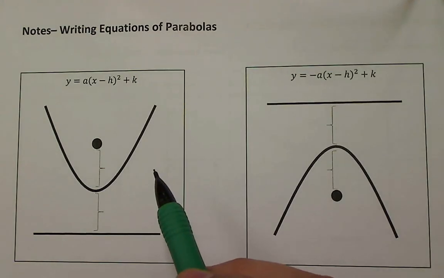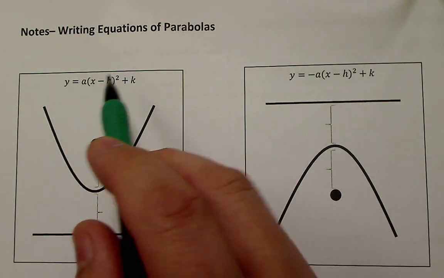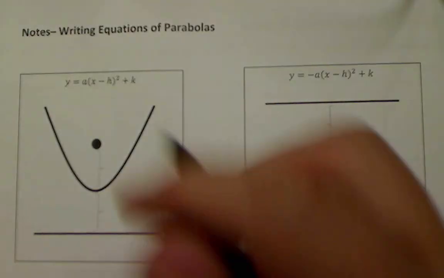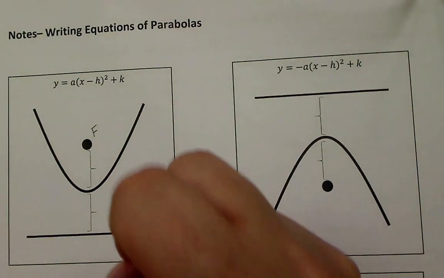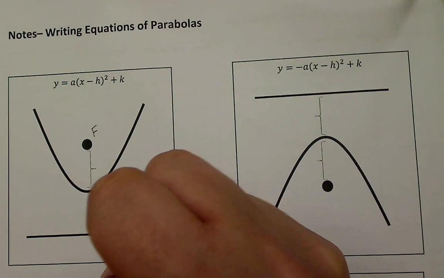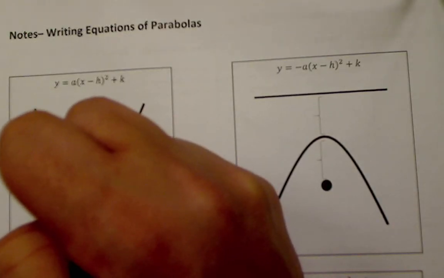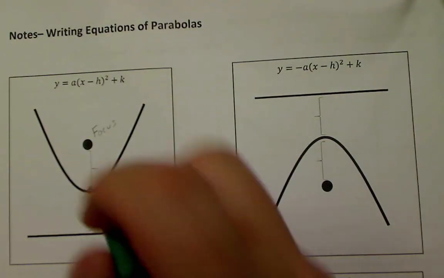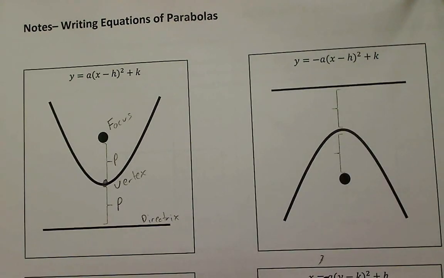One, the parts compared to the actual equation you're going to be writing. This is the focus point right there. This is the directrix line. The vertex point is right here. I didn't actually mark it, but that's the vertex point. And then the distance from here to here and here is still the P. So that's not going to change.